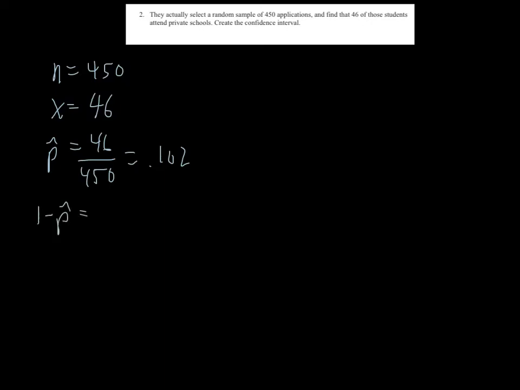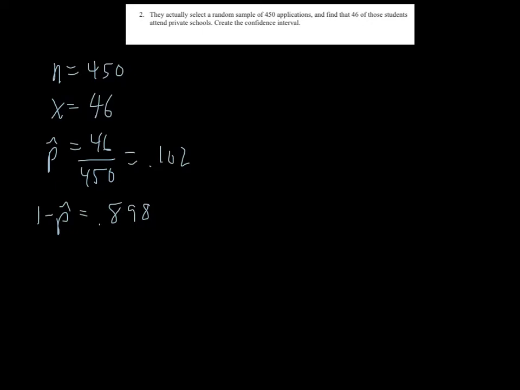Now the next question says they actually selected 450 applications. So that's n. And 46 of those, the number of successes, are students that attended private schools. So our p hat is going to be 46 over 450. This gives us a value of 0.102, or about 10.2%. And then 1 minus p hat is going to be 0.898, and we're going to need that value.